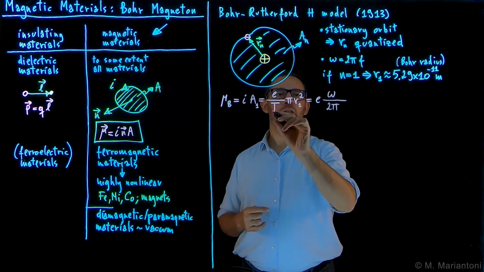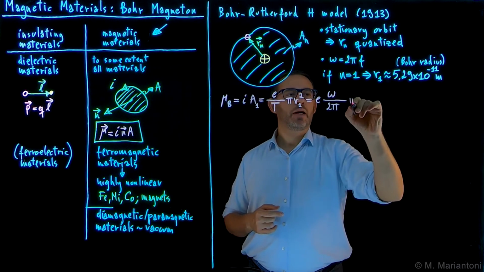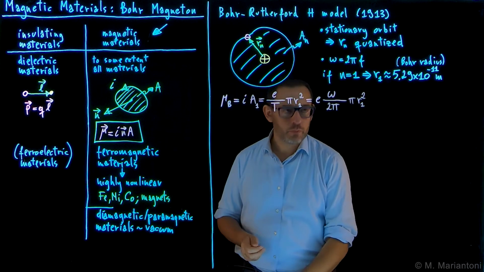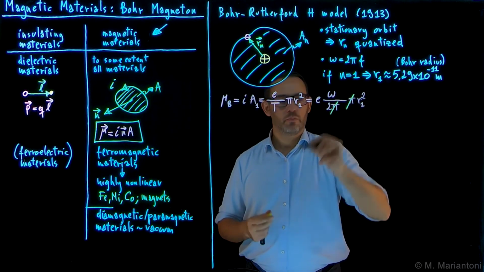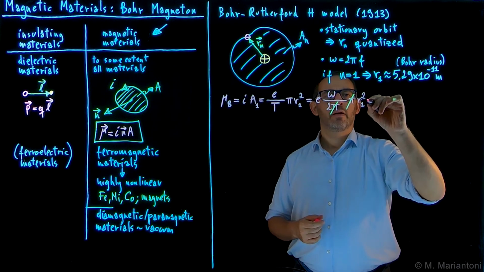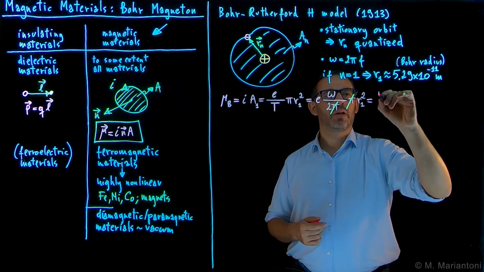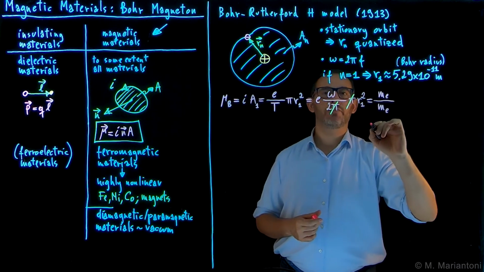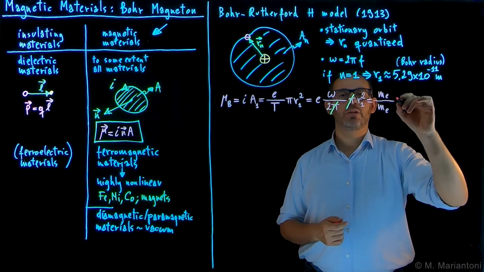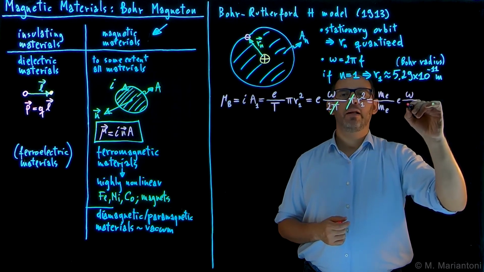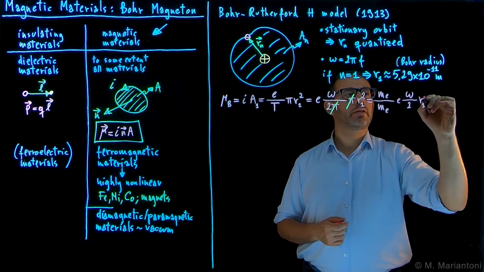Okay, so we exchange T with omega over 2 pi times pi R1 square, so this pi goes away. Therefore, obtaining a new expression which I can multiply by the mass of the electron and divide by the mass of the electron, for example. If I do so, multiply and divide by the mass of the electron, then I have E omega half times R1 square.